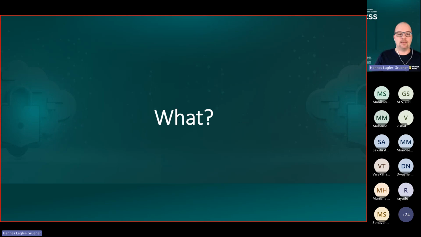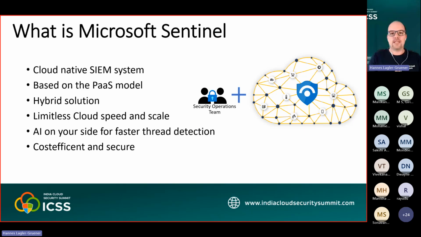What is Microsoft Sentinel? Microsoft Sentinel is a cloud-native SIEM system, which means it's based on a platform as a service model. So you don't have to think about sizing. You don't have to think about how much hardware is behind my system. You don't have to think about backup and so on. So Microsoft manages this for you. You are using Microsoft Sentinel, and you bring data into the system and can work with this solution. It's a hybrid solution, so not only for cloud products, you can also bring data from other hyperscalers, or you can bring your data from on-premise to Microsoft Sentinel.